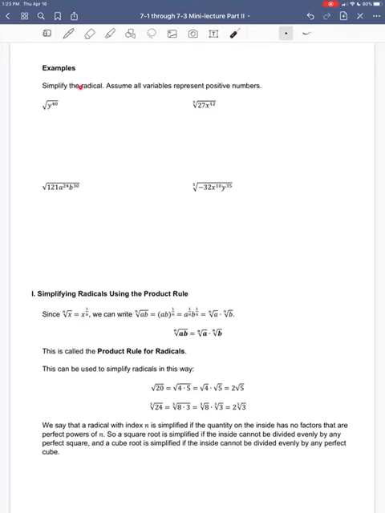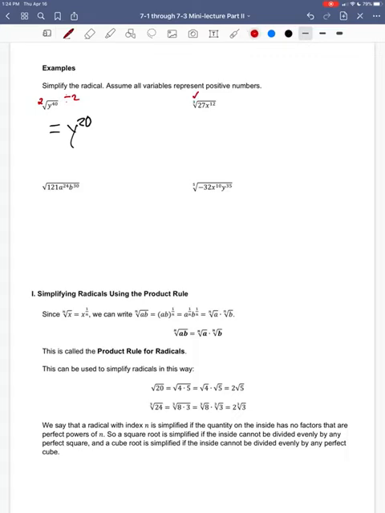So, simplify the radical. Assume all variables represent positive numbers. That's that key that means I don't have to worry about that weird absolute value stuff. All right, so on this first problem, the square root of x to the 40th, if it helps, we can remember that that's really a little index of 2 up there. And so what I'm going to have to do is divide the exponent by 2. And so when I look at that here, 40 divided by 2 is 20. So my answer would be x to the 20th power.